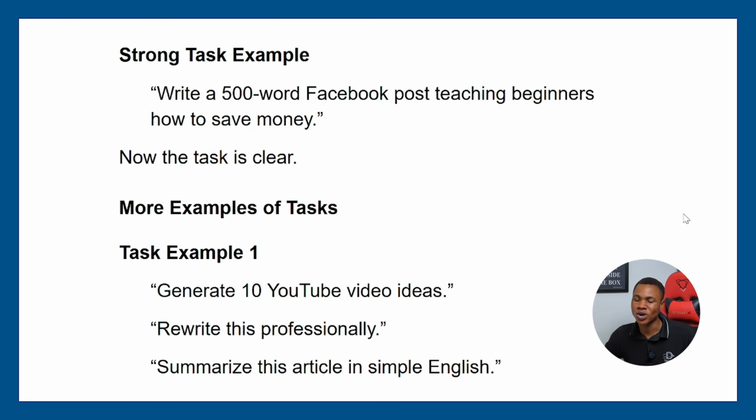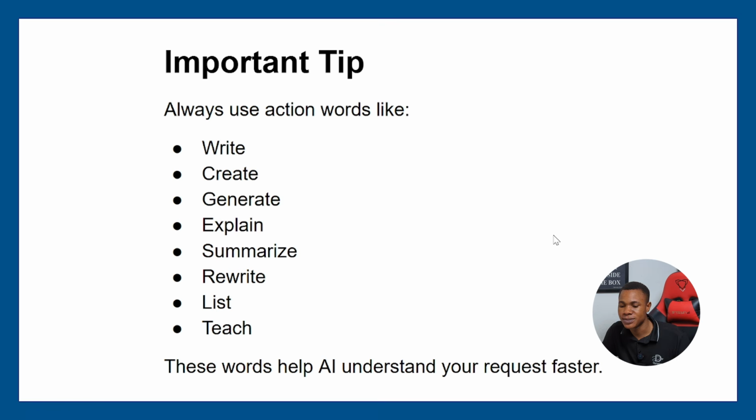So as a YouTuber, a content creator, or a business person trying to make posts online or generate videos, you shouldn't run out of ideas if you know how to do good prompting. Don't just go to AI and say "generate me 10 YouTube ideas." No, the AI does not know under which niche, for which audience, and all of this. Is that okay? Now, an important tip is to always use action words like write, create, generate, explain, summarize, rewrite, list, teach. So you always see me say write, create me, generate me. These words help the AI understand what the request should be.